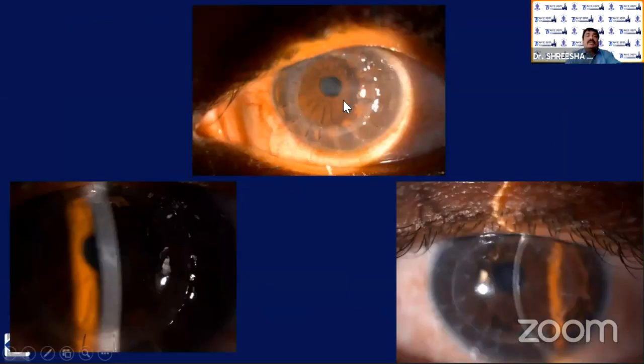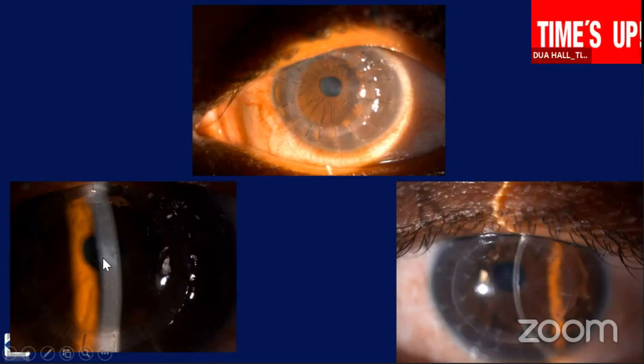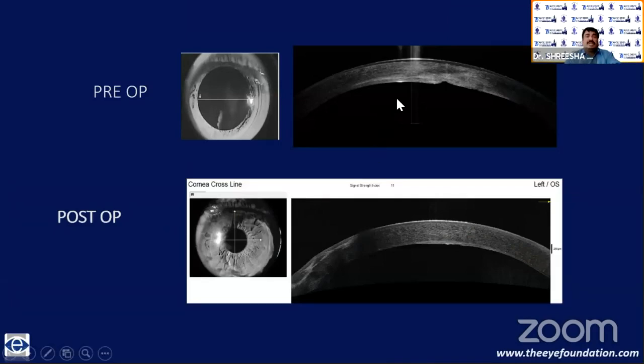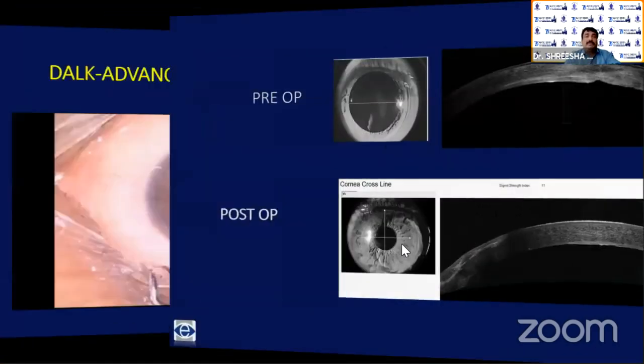And this is the 2 weeks post-operative picture, and the 6 weeks post-operative picture, and the 9 months post-operative picture. Not exactly in the center, it is slightly away from the center. This is the preoperative ASOCT and the post-operative ASOCT. You can see the regularization of the cornea here.